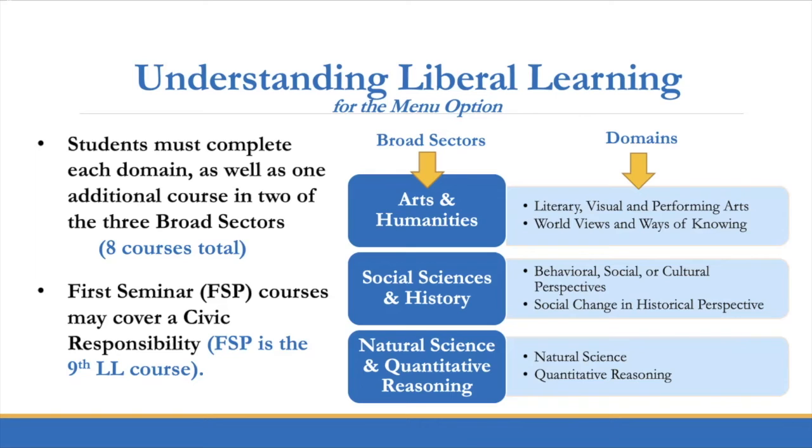If you look on the right, there are 6 bullet points. Students have to take one class in each of those 6 bullet points. Then they have to take 2 more classes, 8 total, but those 2 classes have to be in 2 separate broad sectors. For example, if their 7th class is a literary, visual, and performing arts class, then their 8th class has to be in either the social sciences and history broad sector or the natural science and quantitative reasoning broad sector. Some FSP courses also cover a civic responsibility, and that FSP course technically counts as the 9th liberal learning course.